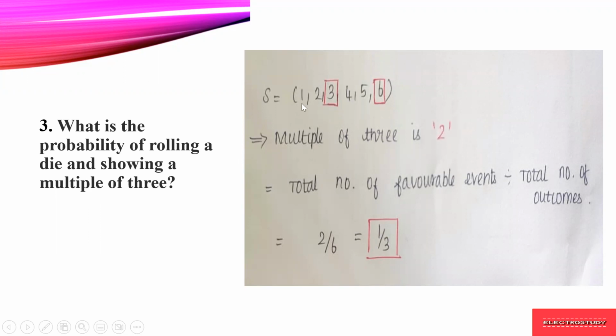Now what you have to find is the number of favorable events divided by the total number of outcomes. What are the favorable events? It is 2, because they have asked you to find the multiple of 3, so that is the event that you are finding. So 2 divided by the total number of outcomes. What is the total number of outcomes? Any number from 1 to 6 can occur, so that is 6. So 2 by 6 can be reduced to 1 by 3. So 1 by 3 will be the probability of rolling a die and showing a multiple of 3.